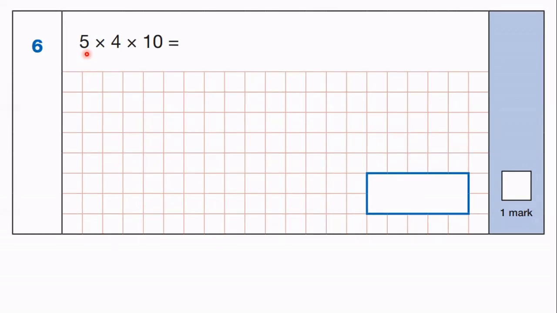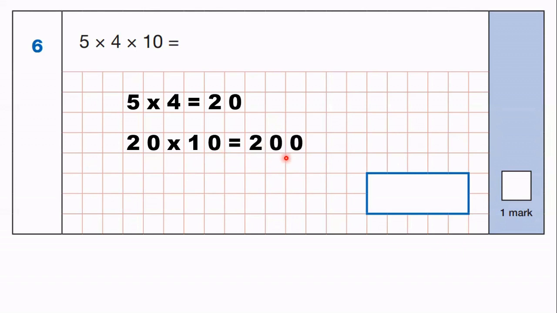Question 6. 5 times 4 times 10. We can multiply in any order, but if we work from left to right, we have 5 times 4, which is 20, and then we need to take that answer and multiply it by our final number. So we have 20 times 10. If you're multiplying a whole number by 10, you can just put a 0 on the end, so 20 times 10 is 200, and that's our answer.